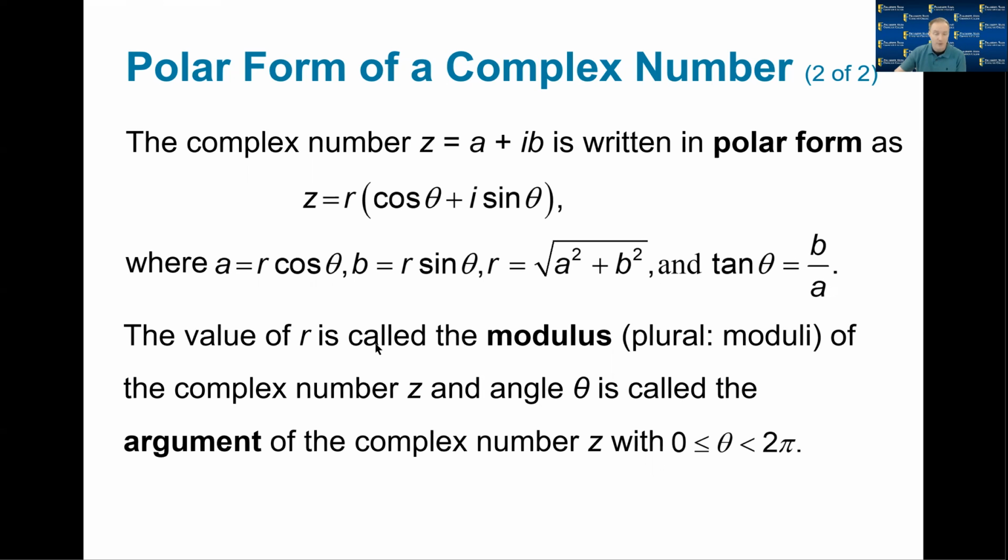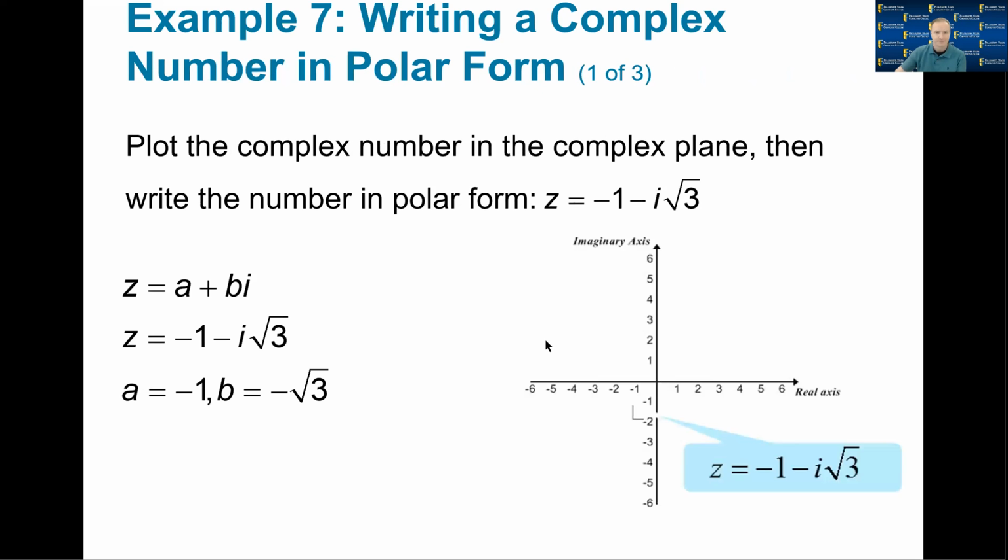Now, this value of r, I think I referred to this earlier. It's called the modulus. The modulus is simply the distance the point in the complex plane is from the origin. If you have more than one r value, call it moduli for the plural. You don't need to know the vocabulary. I just need to know that you can work the problems.